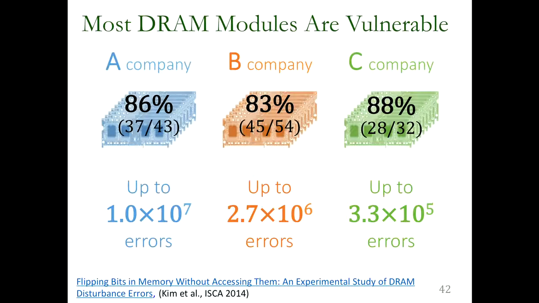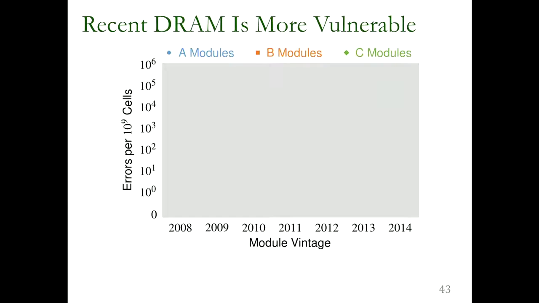So what is most? When my students did the experiments, they found out that from three different manufacturers, more than 80% of the chips are vulnerable to this sort of error. And you can read the paper. So why is this interesting? The recent DRAM turns out to be more vulnerable, and we'll get to why that is the case. Because the cells are much closer to each other. I'll give you that, basically.